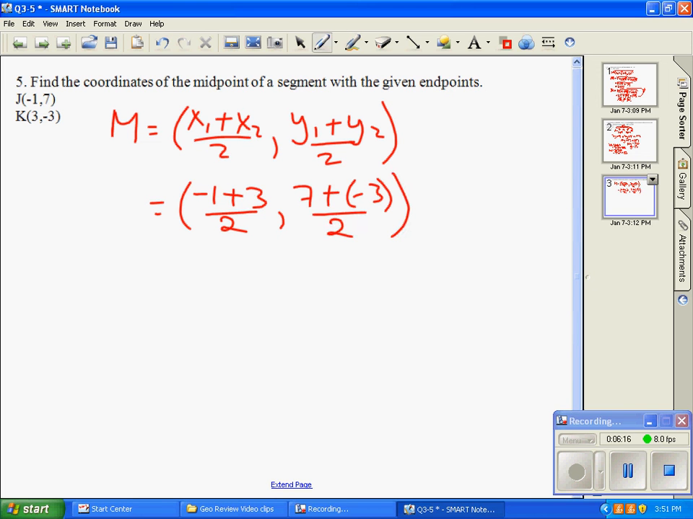And just simplify this. So we get -1 plus 3 is 2 over 2 is just 1. And 7 plus -3, that gives us 4 over 2, gives us 2. So those are the coordinates of the midpoint.